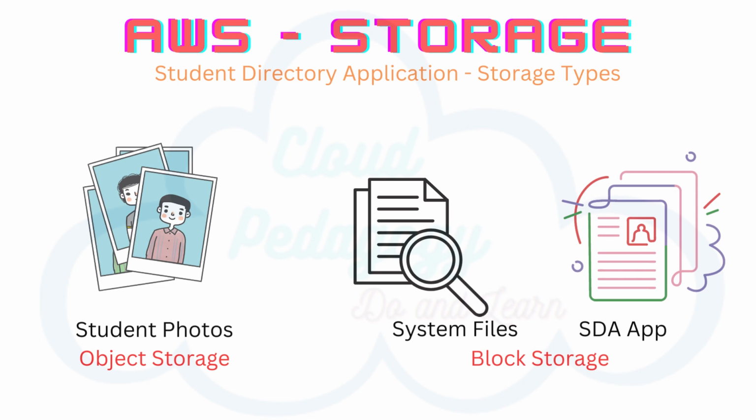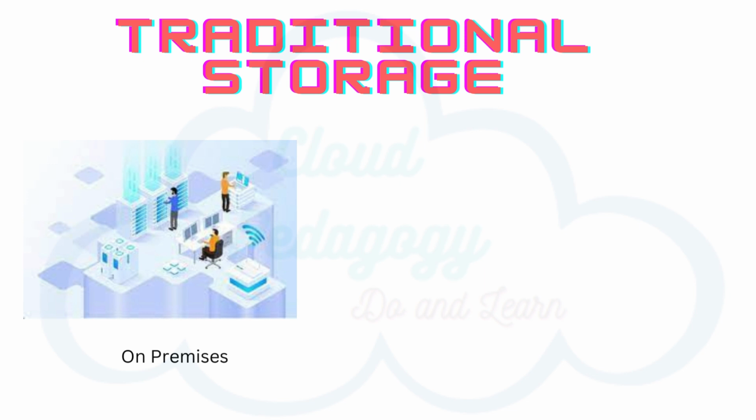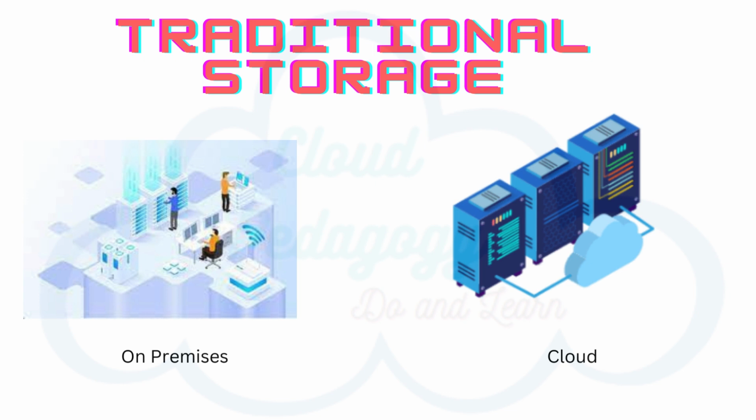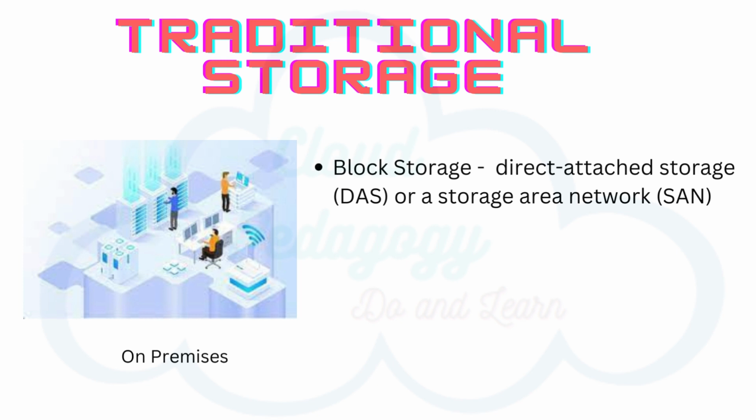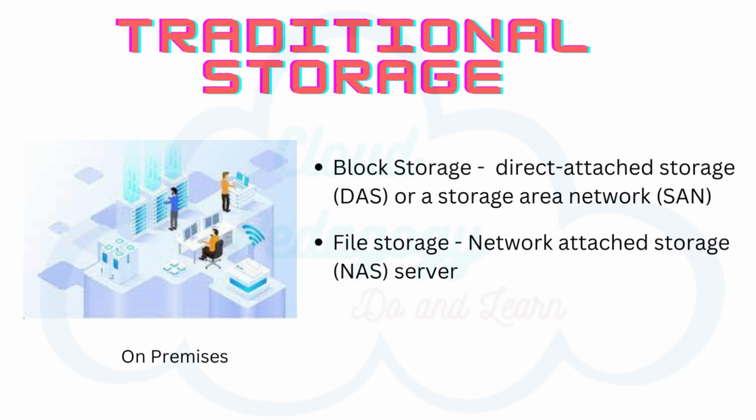I hope now you have a clear understanding of the block and object storage differences. Now it's time to understand the traditional storage systems, and relate them to the cloud storage services. If you have worked with storage on premises, you may already be familiar with block, file, and object storage. Consider the following technologies and how they relate to the systems you may have seen before. Block storage in the cloud is analogous to direct attached storage or a storage area network. File storage systems are often supported with a network attached storage server, which is NAS.